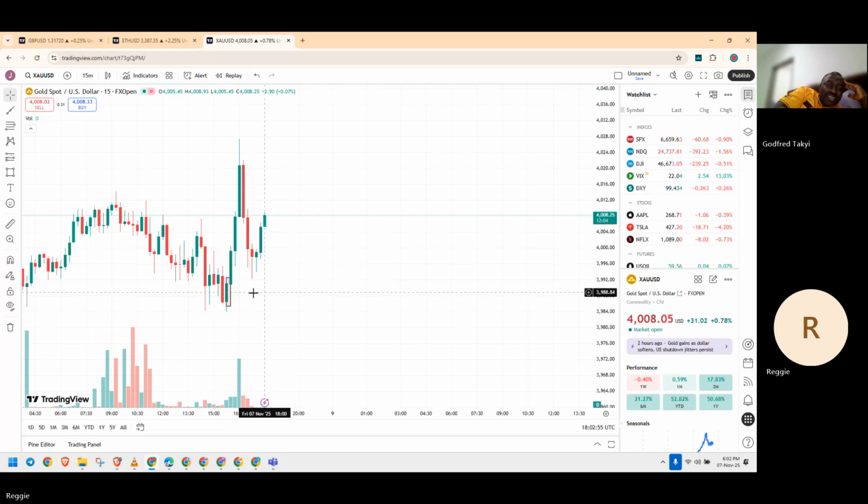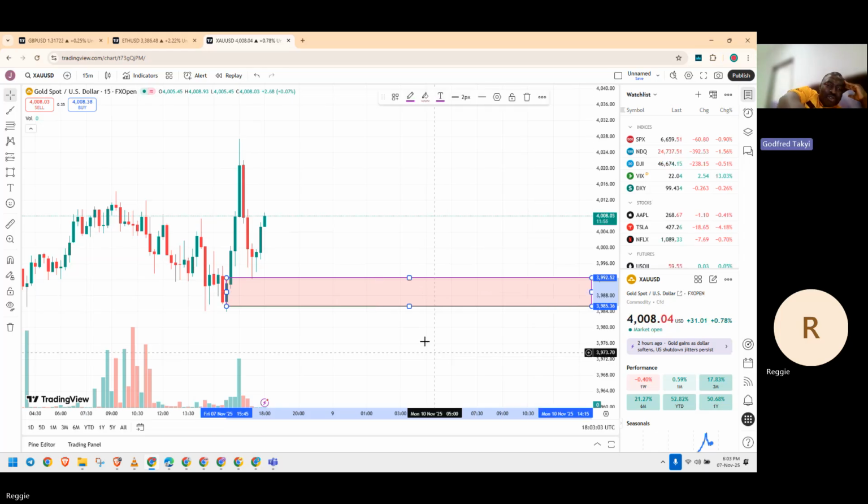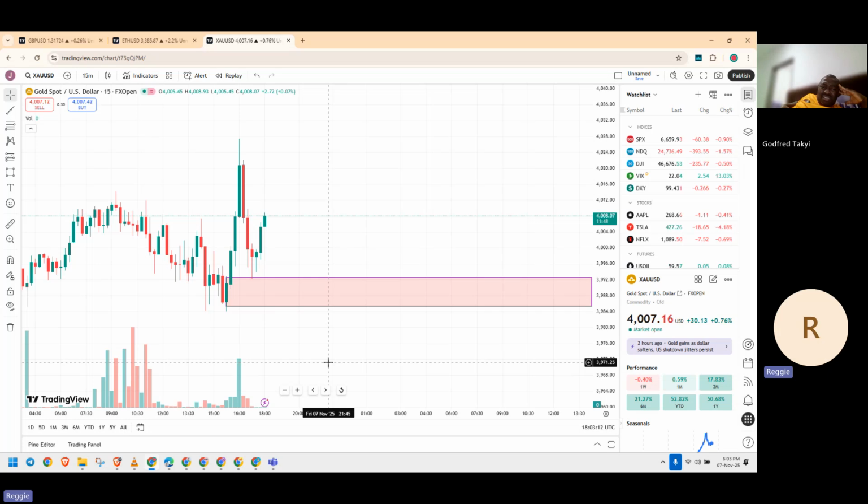Okay. So extend it to the right. Click outside for the marks to disappear. See that price returned to it and it's going up. This is a live chart. There's the tip of the red one.